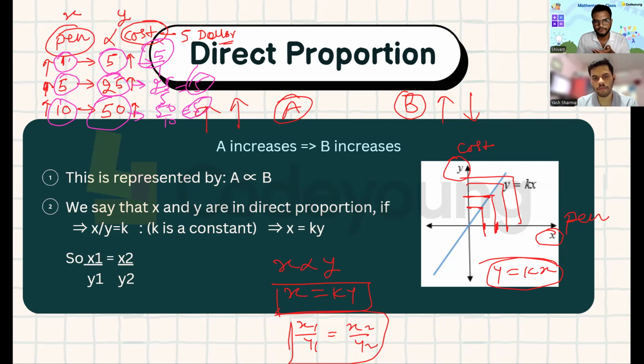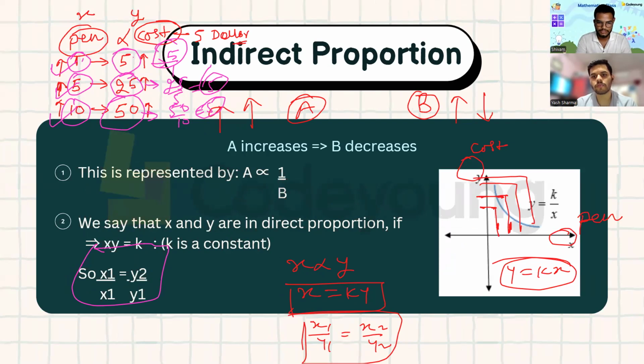For the first situation it is 5, for the second situation it is also 5, for the third situation again 5. It means we can say all three ratios are going to be equal. Yes, that's what we have written here. Got it? So we are going to move on to the next one, which is indirect proportion. So this was the direct.